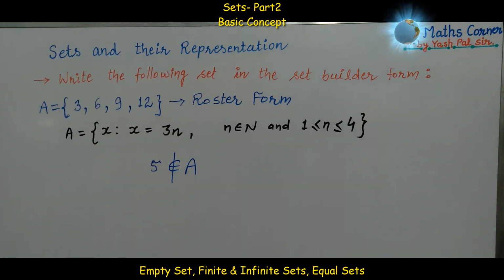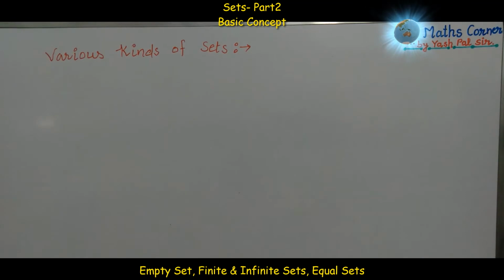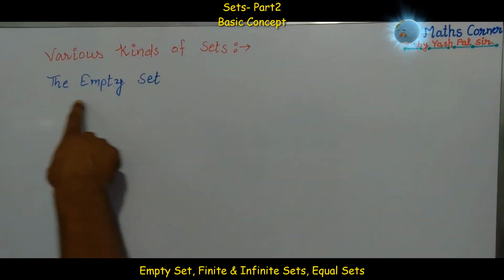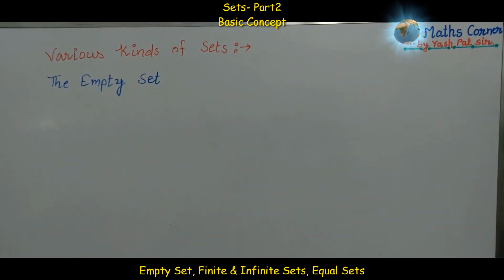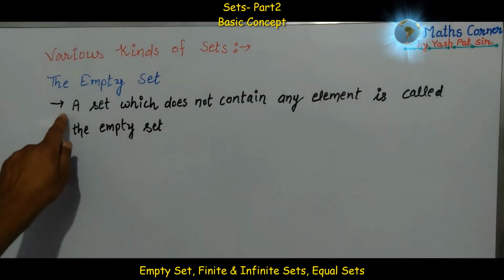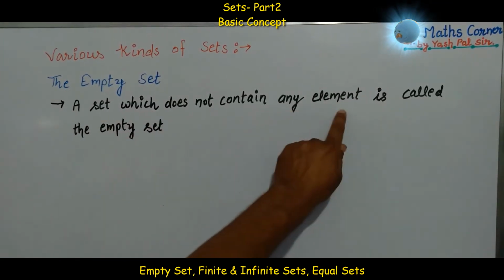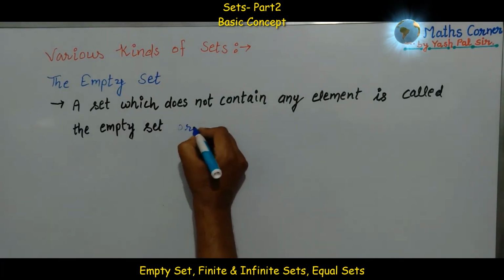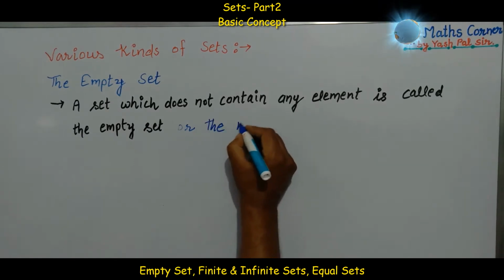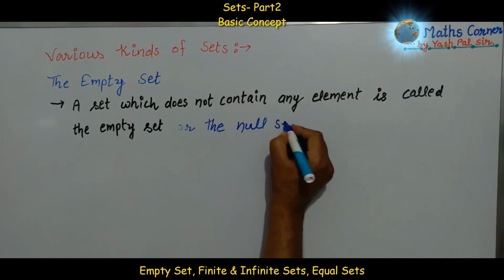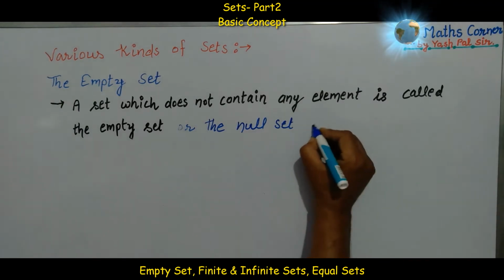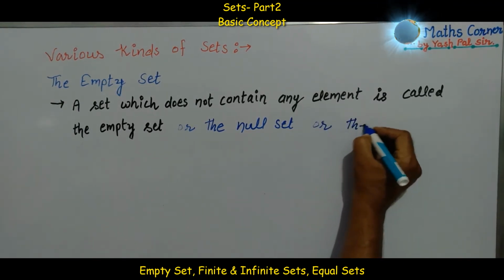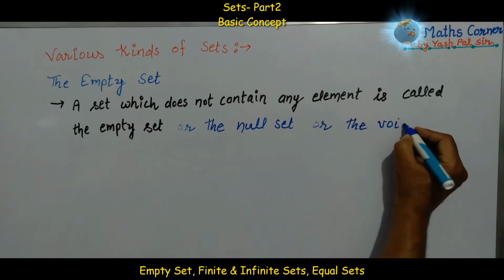Various kinds of sets. Under various kinds of sets, first of all we have the empty set. Now what is the definition of the empty set? A set which does not contain any element is called the empty set, or the null set, or the void set.